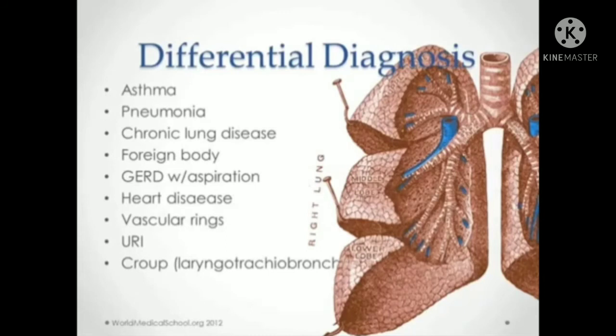Croup, which is laryngotracheal bronchitis, is going to be a little bit higher up. You don't get the wheezing, you get that seal-like bark. And then, of course, pneumonia is an infection that gets down clear into the alveoli. So we've got upper respiratory infections, croup, bronchiolitis, and then pneumonia as you get farther down in there.